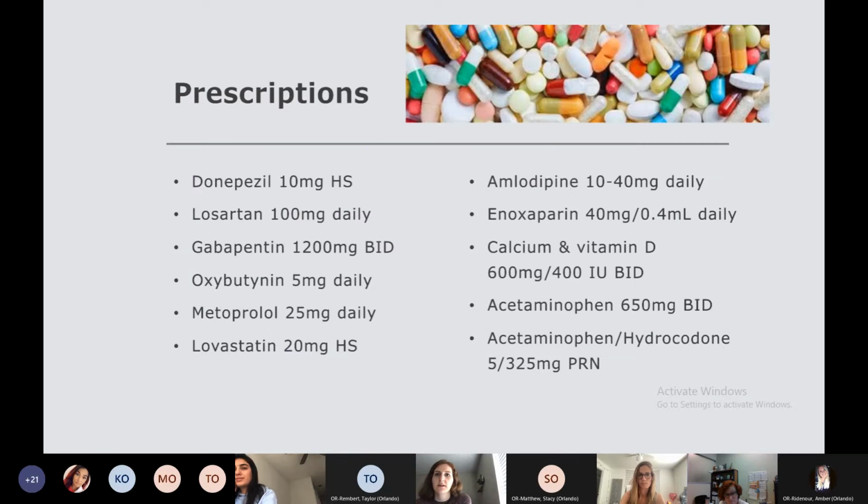You can go next. So these were her active prescriptions when I was there. You can see she's on the donepezil for her dementia. She's got a couple different cardiac meds, like the metoprolol, the other stuff you can see there. But she, oh, you can go to the next slide.